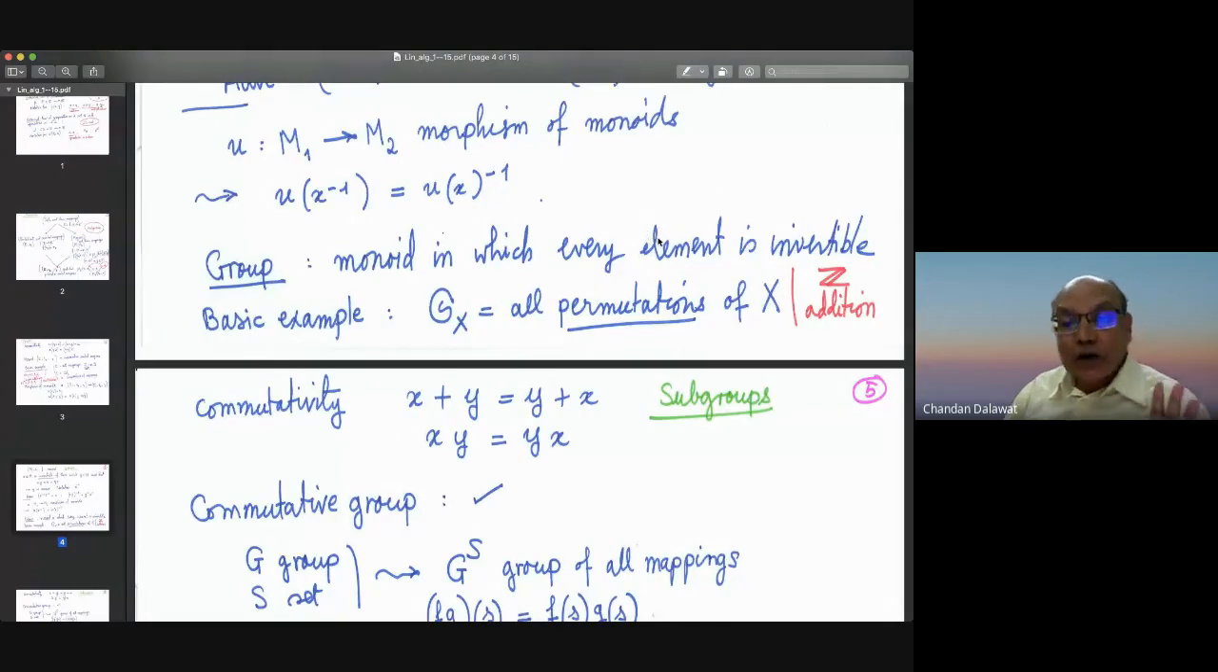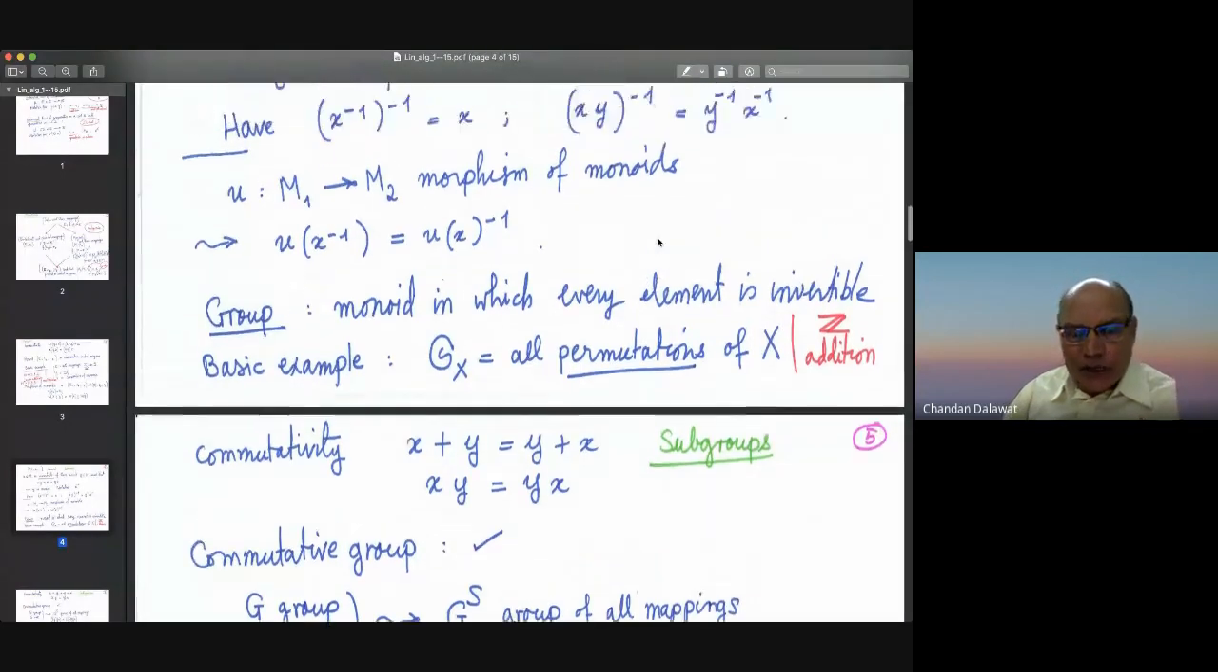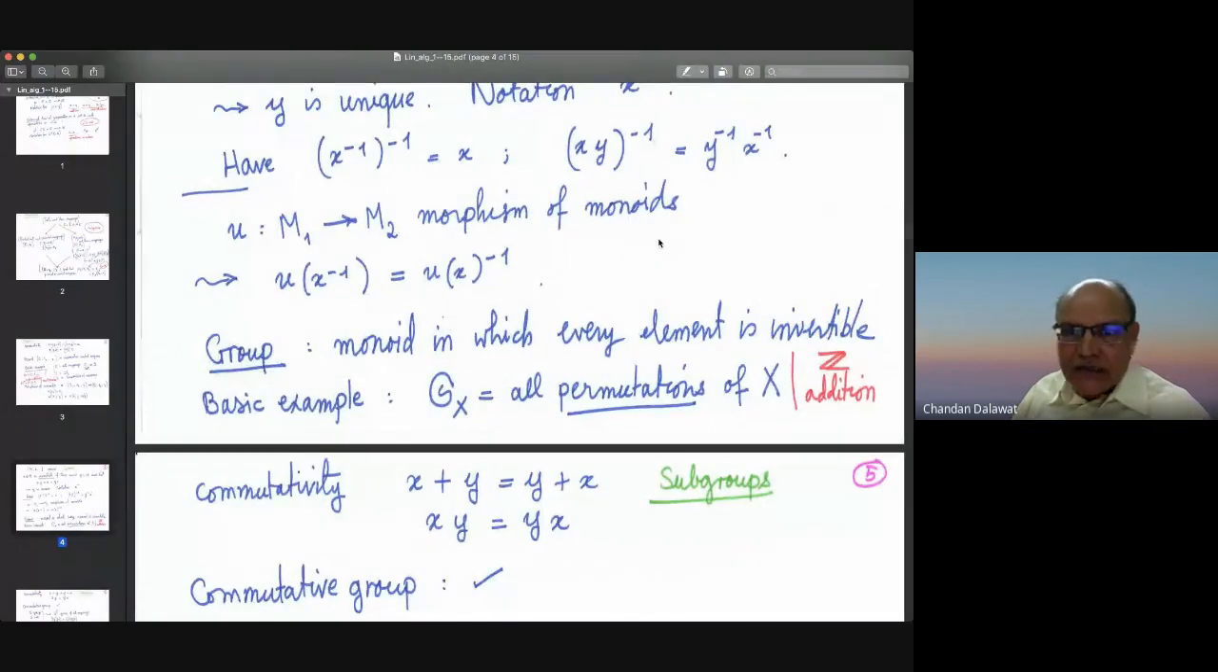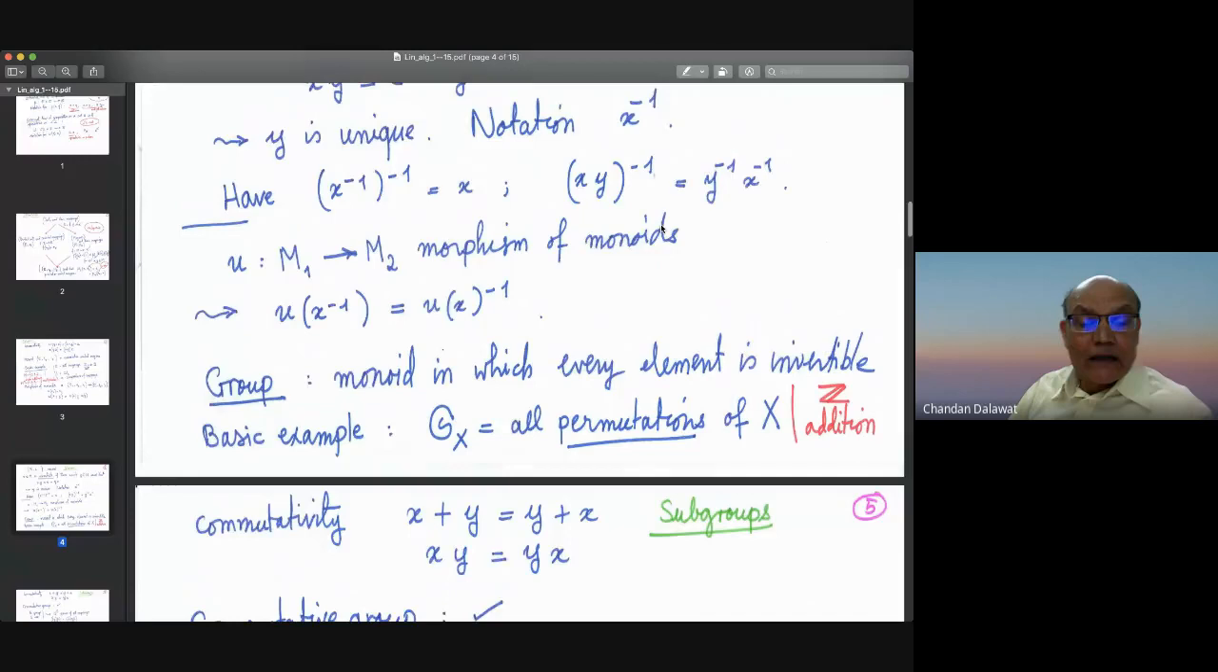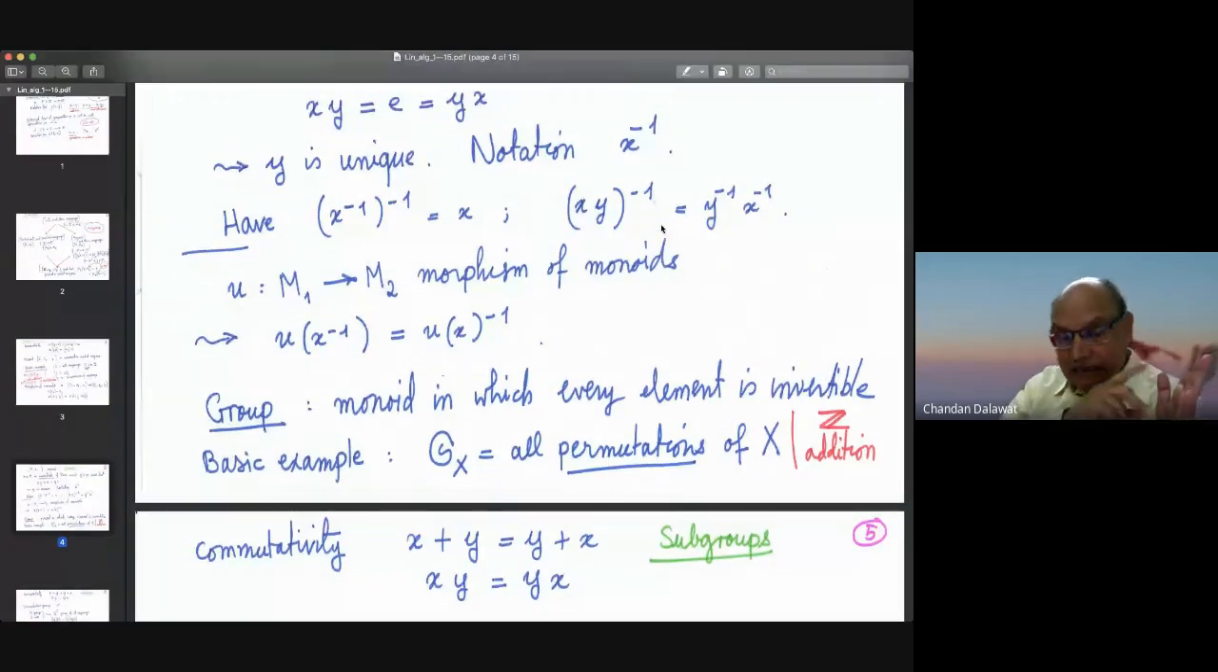Okay? So a group is a monoid in which every element is invertible. Which is to say, it's a set together with the law of composition and a special element. The law of composition should be associative. The special element should be a neutral element for that law of composition. And every element should have an inverse for that law of composition. That's today's definition. This is not how Dalawat defined it.